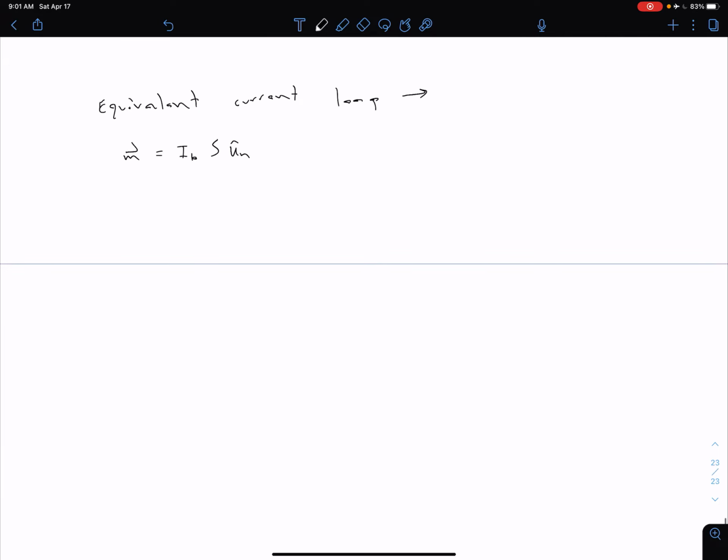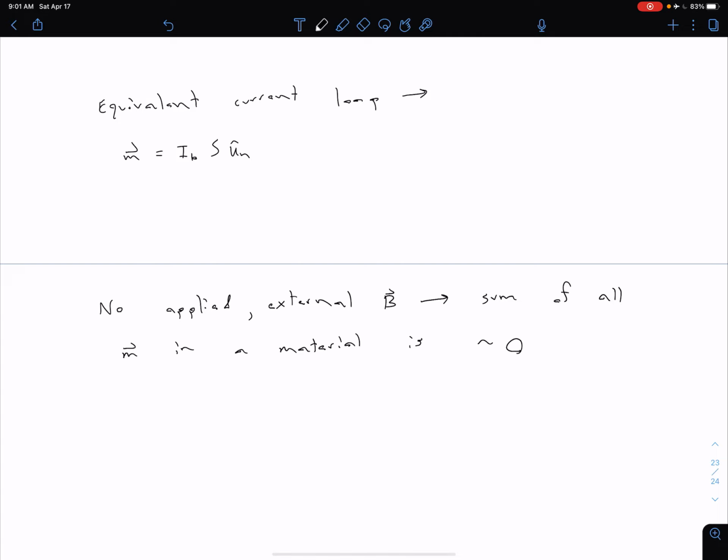So what we're going to see is if we have no external B, so no applied external magnetic field, B, then the sum of all of our magnetic dipole moments, M, in a material is going to be approximately 0. And the reason for that is we're going to have random orientation of atoms and consequently of our magnetic dipole moments.